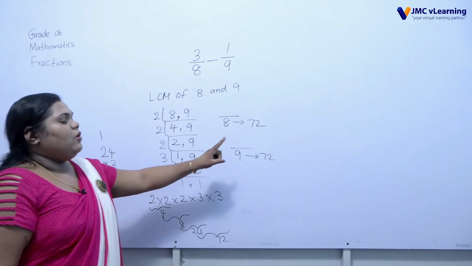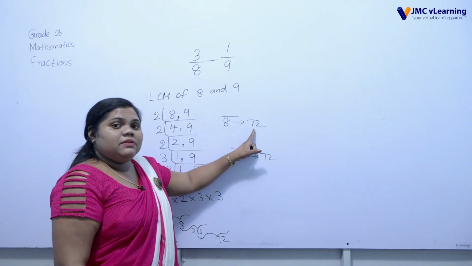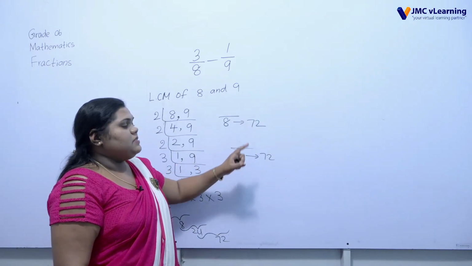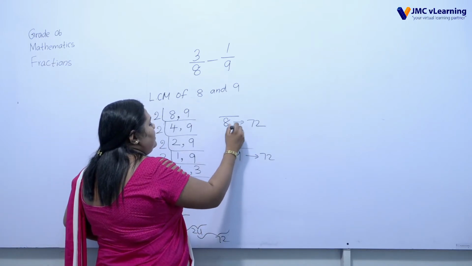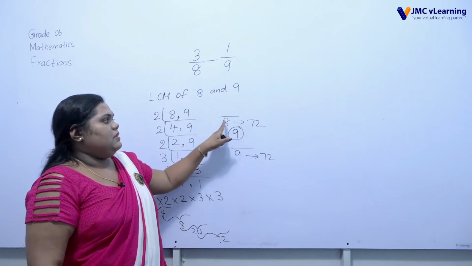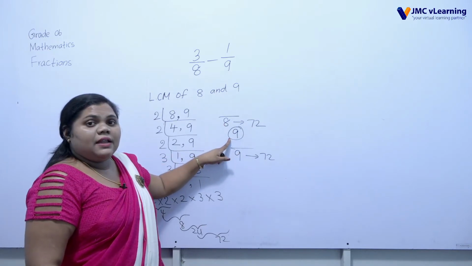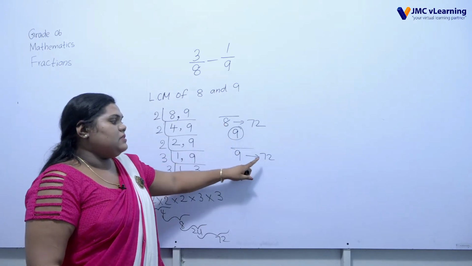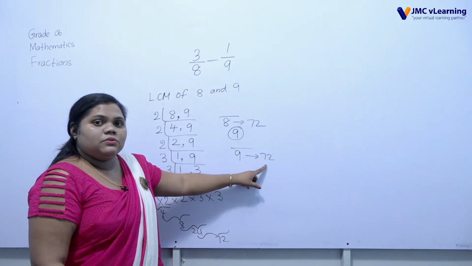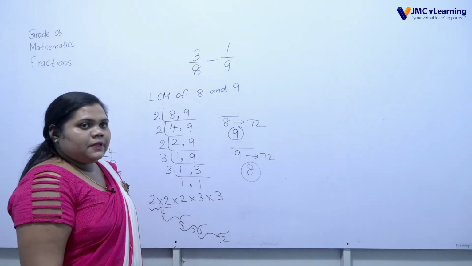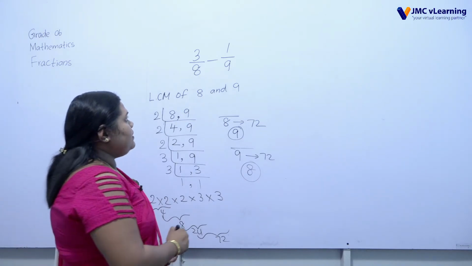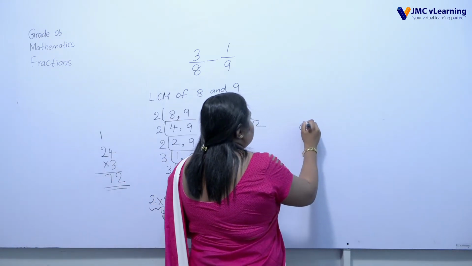Okay. So, how many 8's in 72? How many 8's in 72? There are 9 8's. If we find the 8's in 72, it means there are 9 8's. Like this, how many 9's in 72? There are 8 9's.